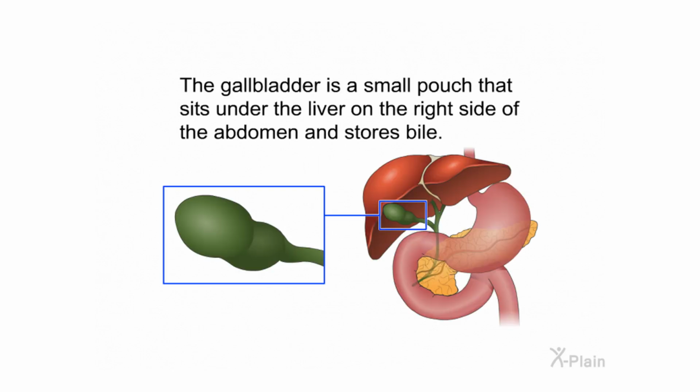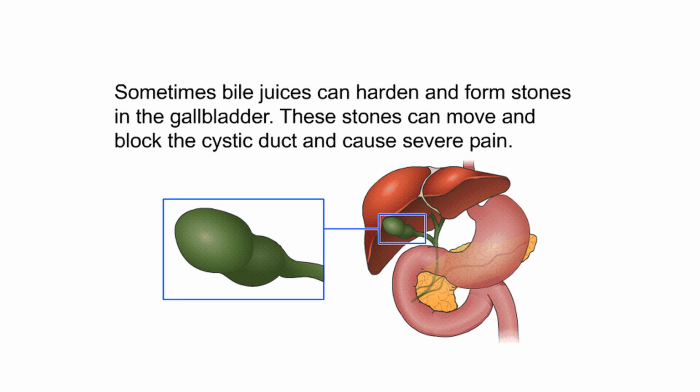Summary. The gallbladder is a small pouch that sits under the liver on the right side of the abdomen and stores bile. Sometimes bile juices can harden and form stones in the gallbladder. These stones can move and block the cystic duct and cause severe pain.